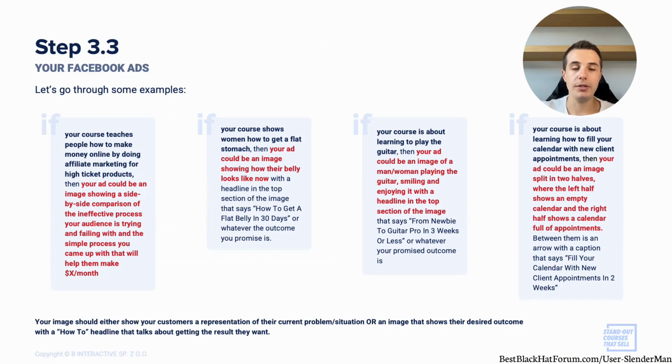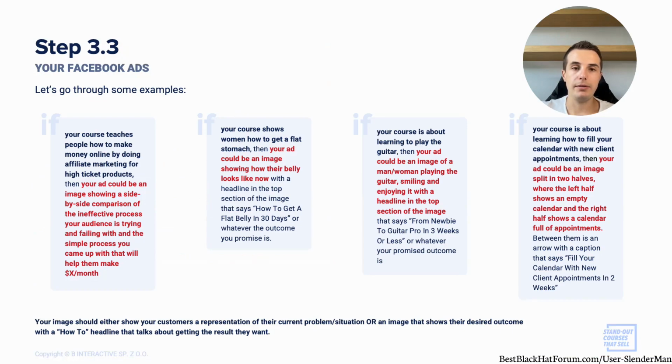Next example, if your course is about learning to play the guitar, then your image could be as simple as a man or a woman playing the guitar, smiling and enjoying it, with a headline in the top section of the image that says, for example, from newbie to guitar pro in 3 weeks or less, or whatever your promised outcome is. It could also be a how-to focused headline that focuses on your solution. So that's something that you can do as well.